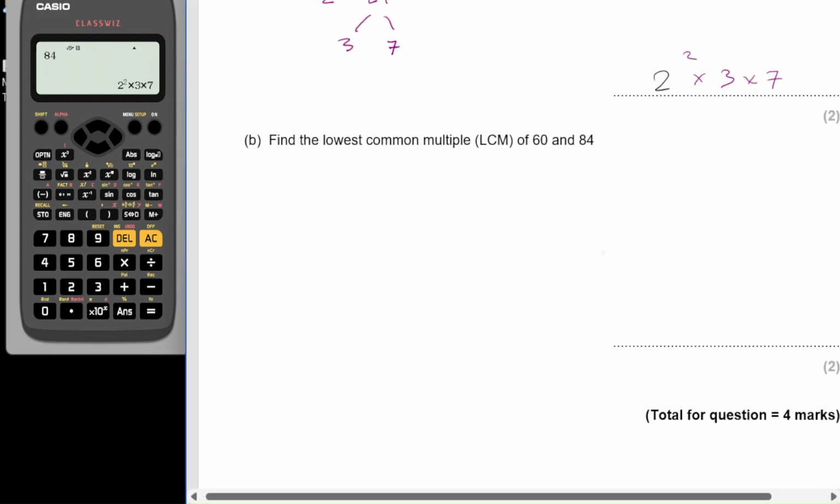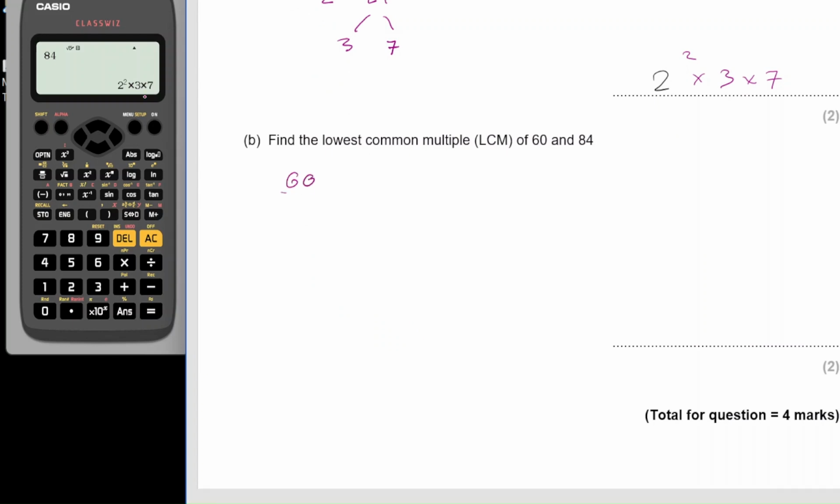Find the lowest common multiple. So again, I tend to do a bit of a cheat for this. I would do on my calculator 60 over 84 cancels down to being 5 over 7. And what it's done there is cancel down by the highest common factor. So the lowest common multiple is either that times that, or that times that, or 84 times 5.